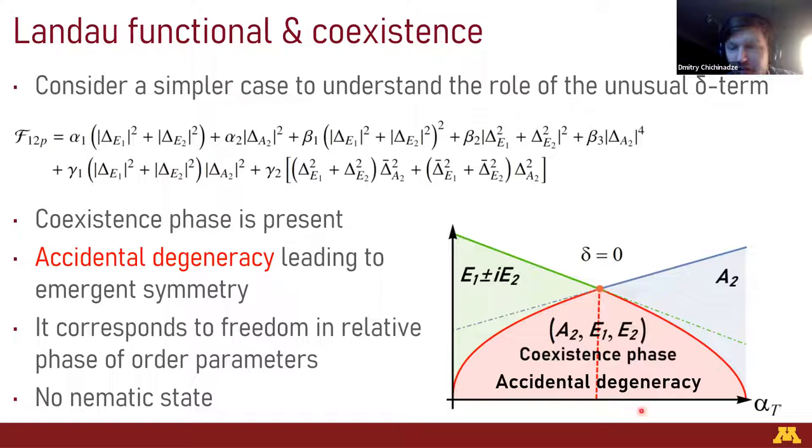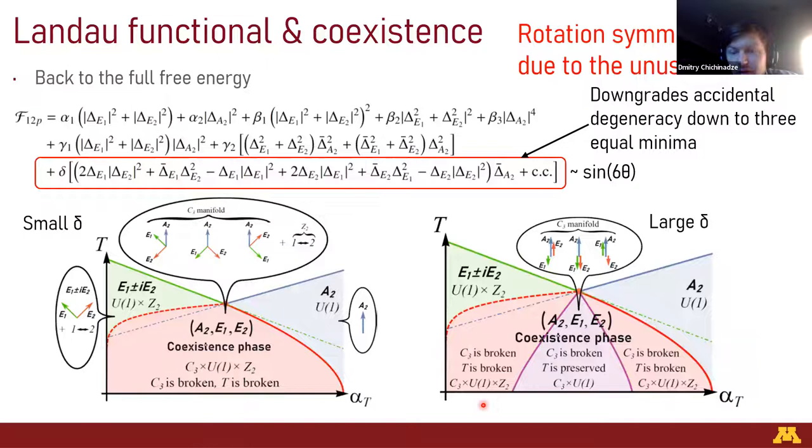Now let us include the delta term and see what's going on. So in simple words, what I can say is this. This delta term downgrades this accidental degeneracy, which was here. The symmetry was U1 cross U1. It downgrades this accidental U1 symmetry down to three equal minima.